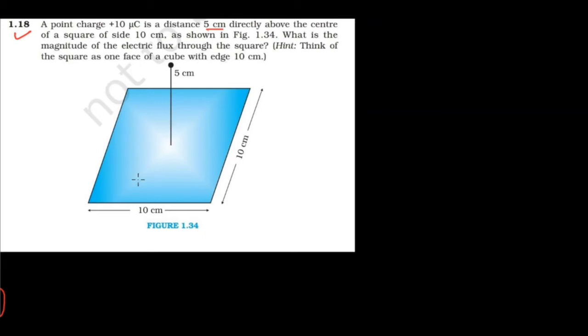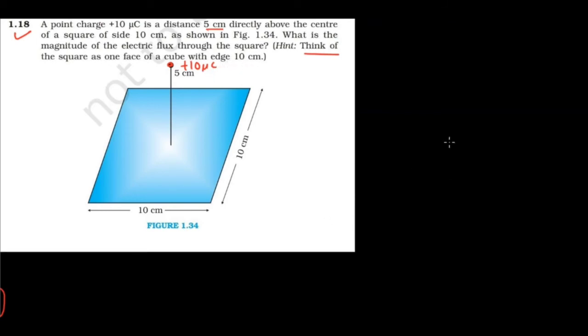So look at the diagram here. We have a square and the side of the square is 10 centimeter, and here we have a charge of value plus 10 microcoulomb, and this charge is placed at a height of 5 centimeter above the square. We have to find what is the electric flux through the square. So students, in order to solve this question we have to do some arrangement, and the hint is given here in the question. What is the hint? Think of the square as one face of a cube with edge 10 centimeter.